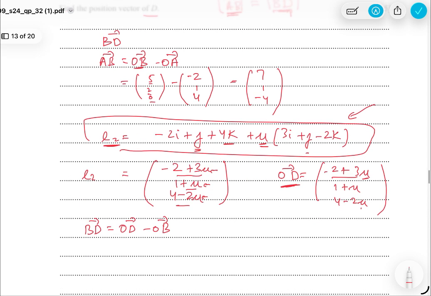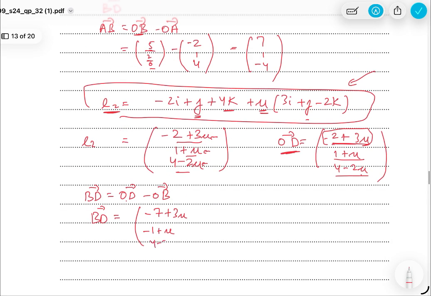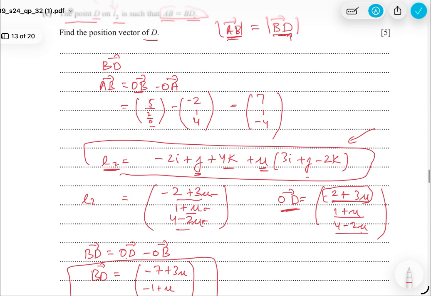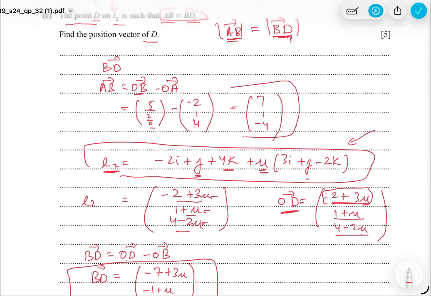So from this, we will subtract OB, this one. Look carefully, I am doing it directly. So BD vector would be OD, that is this, minus 5, that would give us minus 7 plus 3 mu. Then this minus 2, that would give us minus 1 plus mu. Yes or no? Then this minus 0 will remain the same. So 4 minus 2 mu. We have our BD vector as well. Agreed? We have BD vector, we have AB vector.